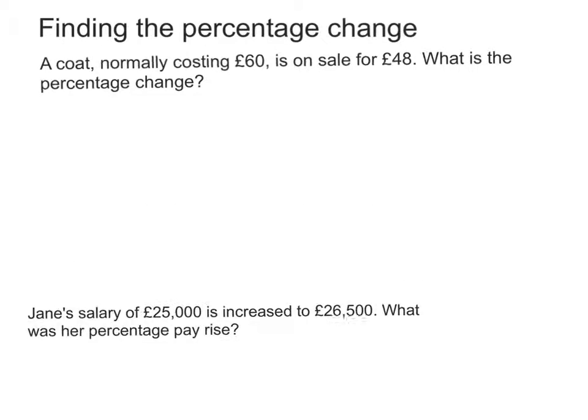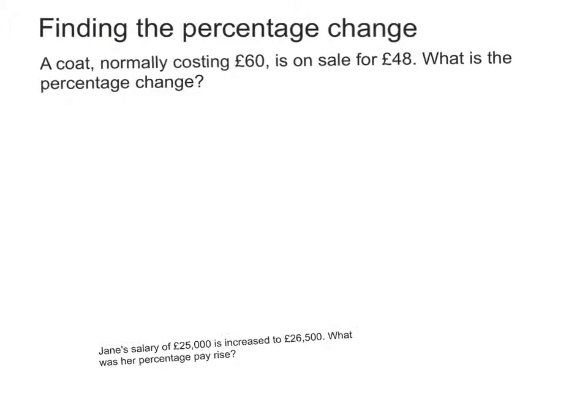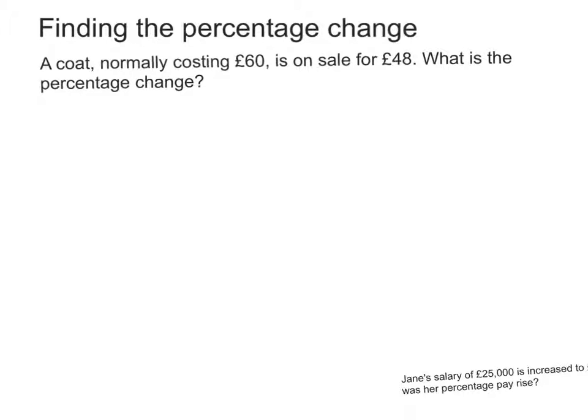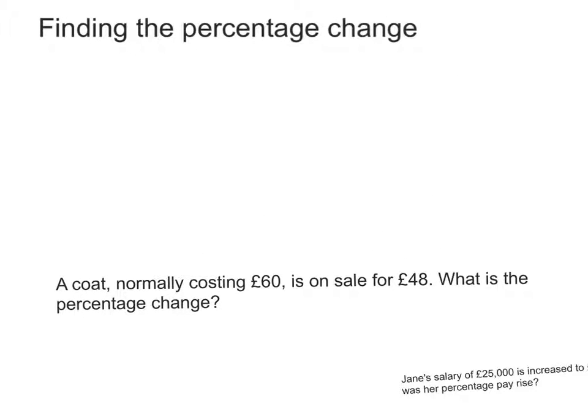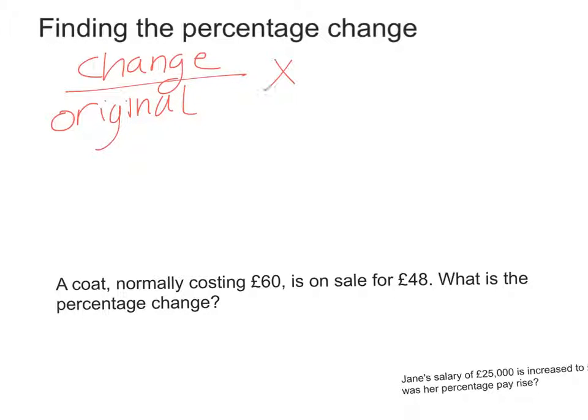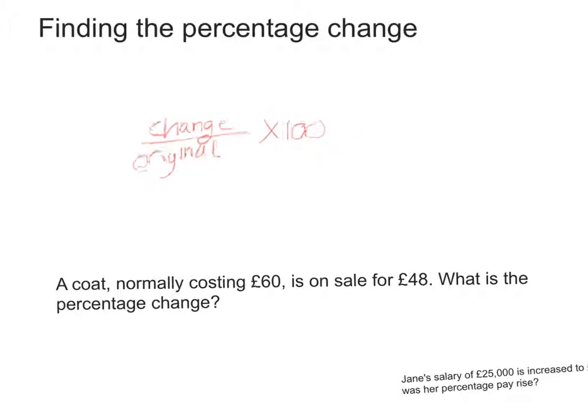Okay, finding the percentage change. So what we have here is when something has changed by a certain amount and we want to know what the actual percentage was. Now you have a formula here which you need to use, and that formula is change, the amount of the change, over the original amount times 100. So the amount of the change over the original amount times 100.